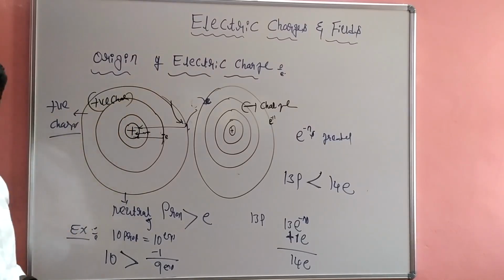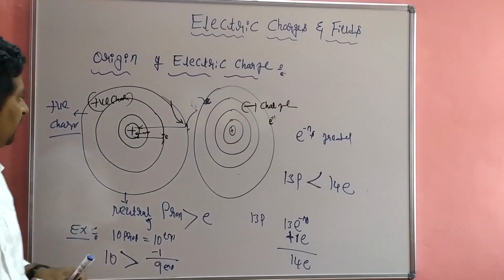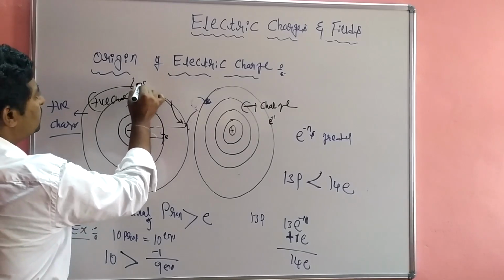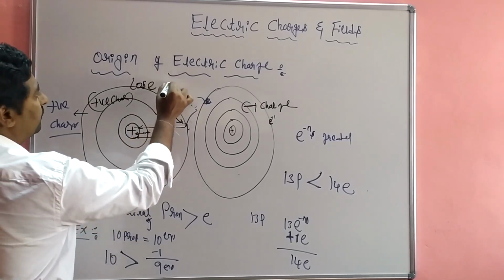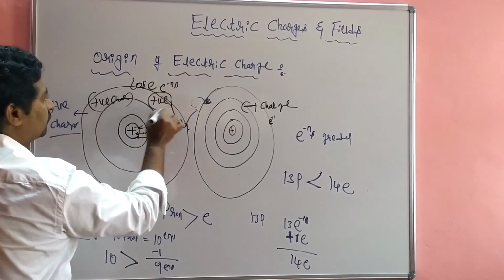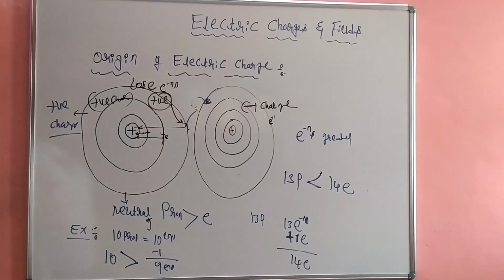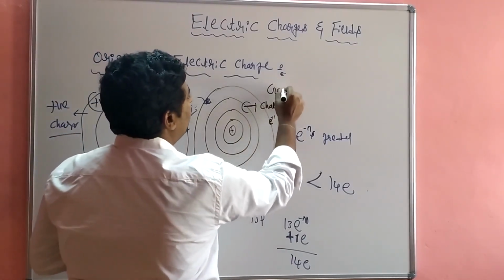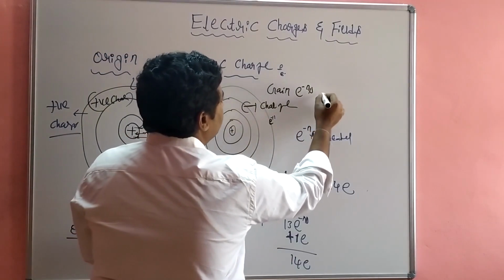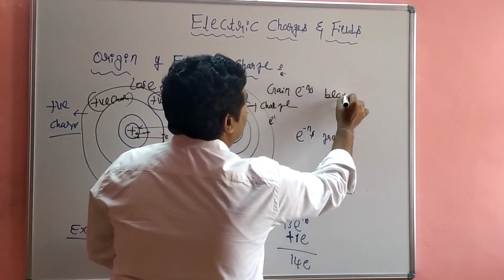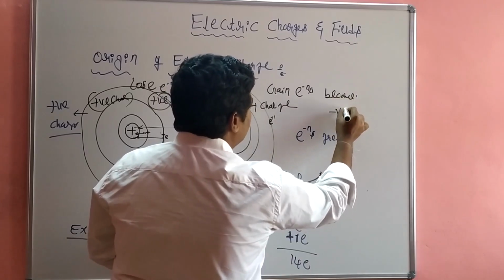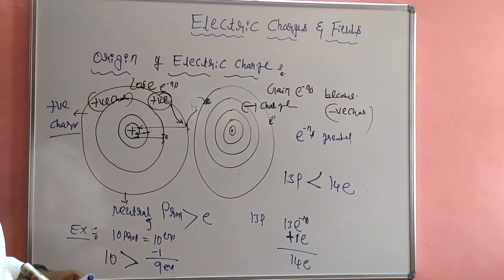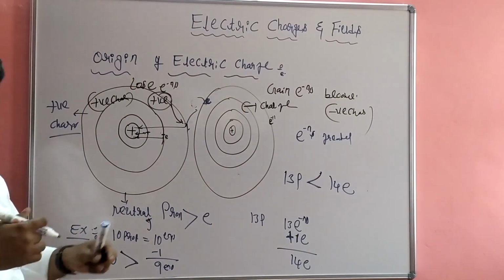Okay, so what is the conclusion? The conclusion from this is: lose the electrons, the body becomes positively charged. Gain the electrons, the body becomes negatively charged. So this is the discrepancy between the positive charge and the negative charge.